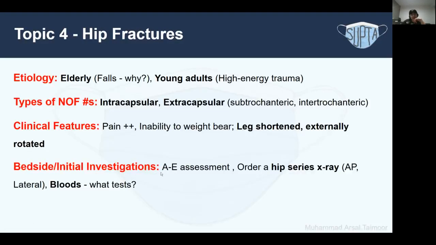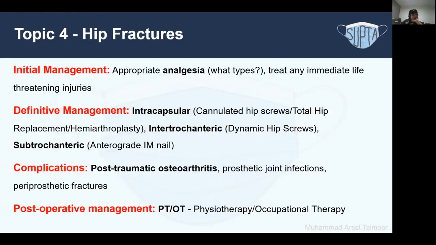And then bedside, you want to do A2E. You want to order a hip series X-ray, which means AP and lateral, and do some bloods as well. So you can think about what type of bloods you would do in this case. Initial management would obviously be analgesia, so what types? Look up what types of analgesia you could give. You want to treat any immediate life-threatening injuries.